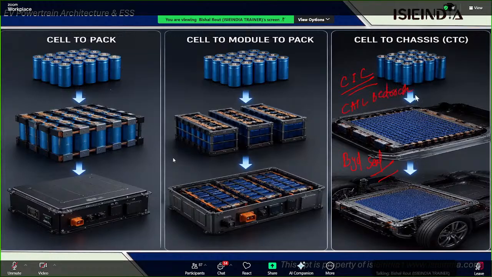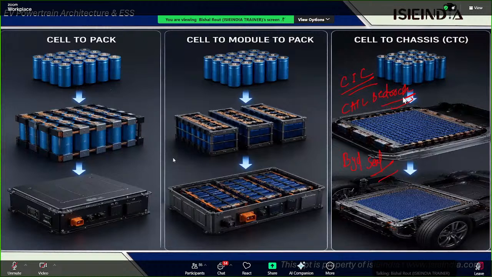They are also utilizing this cell to chassis approach, right? So if I'm comparing this cell to pack, they have a medium energy density. Cell to pack has higher energy density, and cell to chassis has a very high energy density. And again, cell to module to pack has higher weight, cell to pack has lower weight, and cell to chassis is the very, very lowest, right?